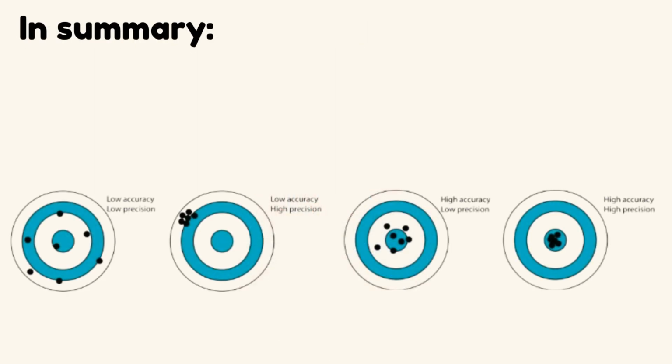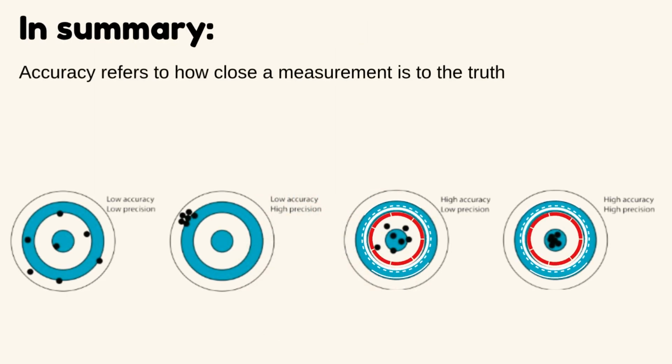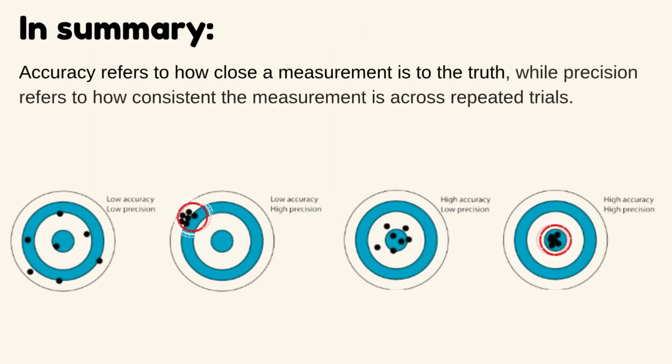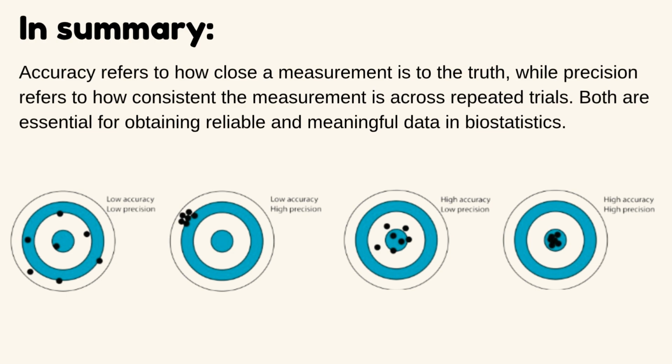In summary, accuracy refers to how close a measurement is to the truth, while precision refers to how consistent the measurement is across repeated trials. Both are essential for obtaining reliable and meaningful data in biostatistics.